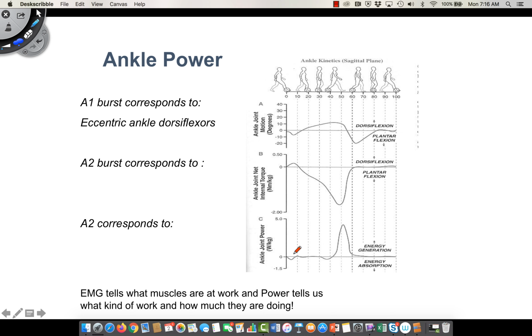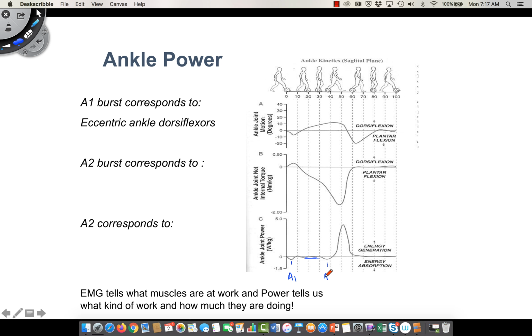Let's talk first about this burst here, and we'll call it the A1 burst. We can see here that the foot is plantar flexing. There's a dorsiflexion moment, so the dorsiflexors are on, and so this is a negative power, which means that's eccentric ankle dorsiflexors. And then at this space here it is more isometric.